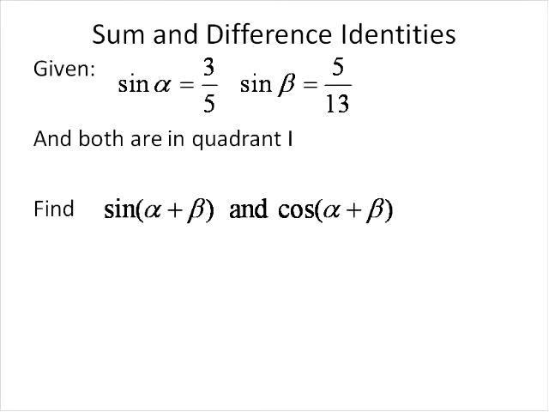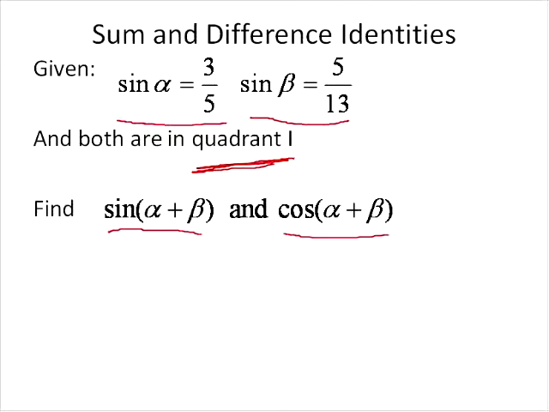We're going to look at an example involving sum and difference identities. The identities are in your formula sheet or in the book, but here's the problem. We're going to have sine alpha is 3/5 and sine beta is 5/13, and we're told they're both in quadrant 1. That'll be important in a minute. We need to find the sine of alpha plus beta and the cosine of alpha plus beta.